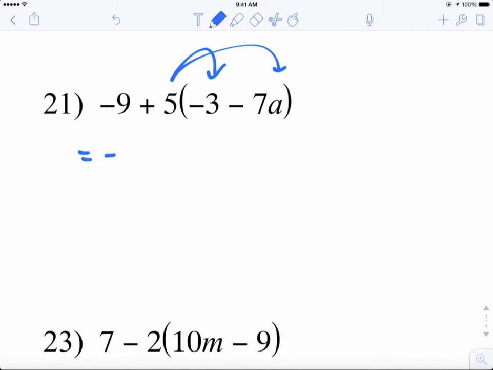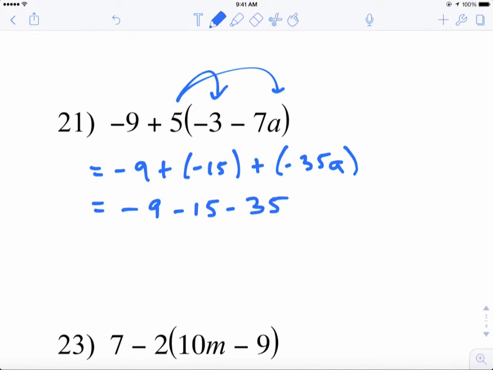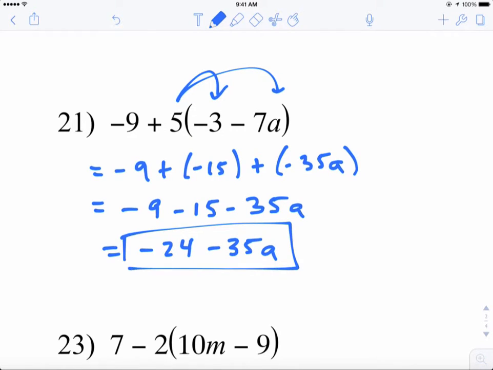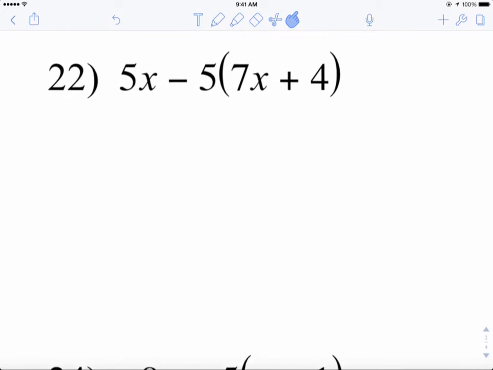So we have negative 9 plus 5 times negative 3 is negative 15. And 5 times negative 7a is negative 35a. If you feel comfortable, you can have just gone right to negative 9 minus 15 minus 35a. And I think our final expression is just negative 24 minus 35a. Awesome. All right, so here's a tough part.